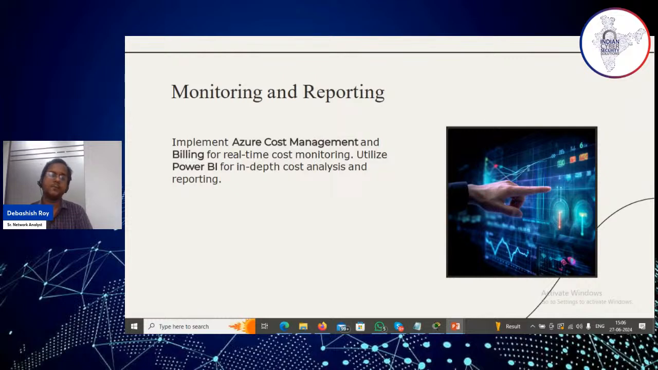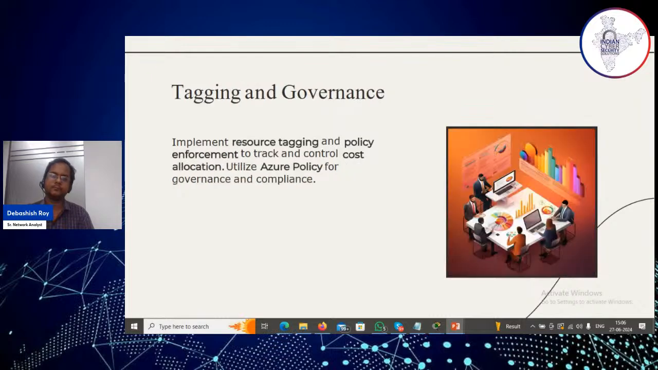Monitoring and reporting is very important. Implement Azure cost management and billing for real time cost monitoring. And you have to check the cost management and billing snapping, that is for checking the billing amount, and utilize Power BI for in depth cost analysis and reporting. Tagging and governance. Implement resource tagging and policy enforcement to track and control cost allocation. Now, utilize Azure policy for governance and compliance. So, these things you have to follow to leverage the cost.